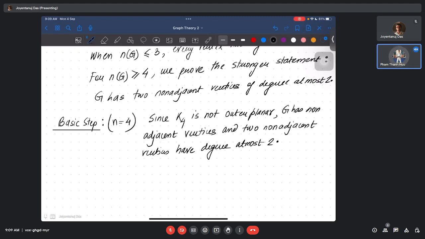And two non-adjacent vertices have degree at most 2. Because what is the maximum degree in a simple graph? When it has 4 vertices, the maximum degree is 3, right? So if two vertices are non-adjacent, then the maximum degree becomes 2. Right. So now the induction step.